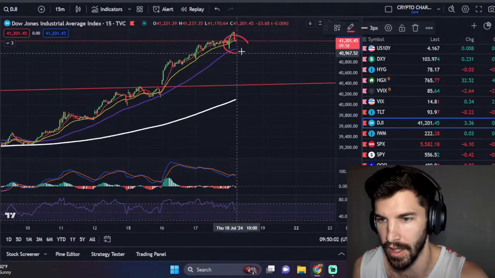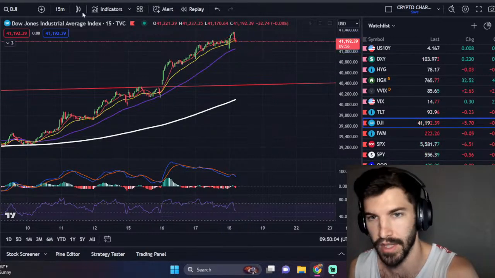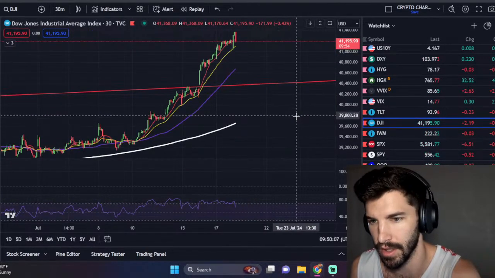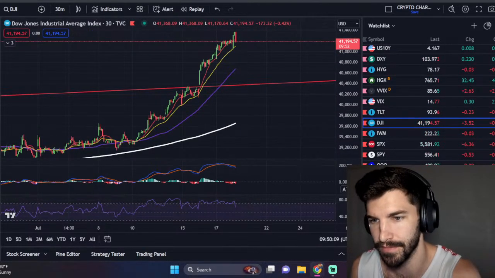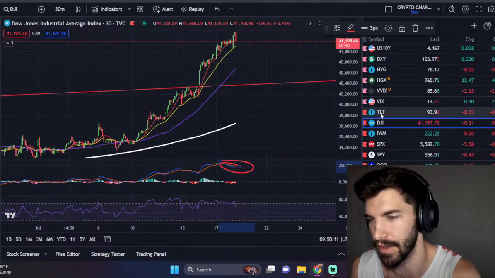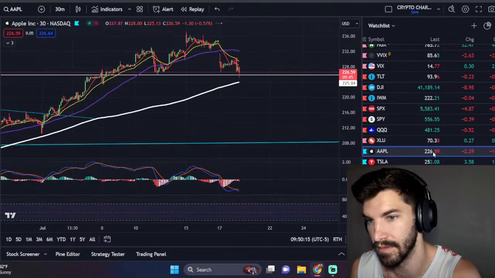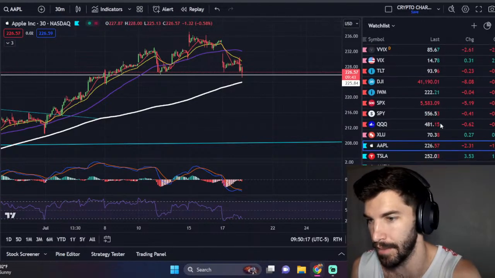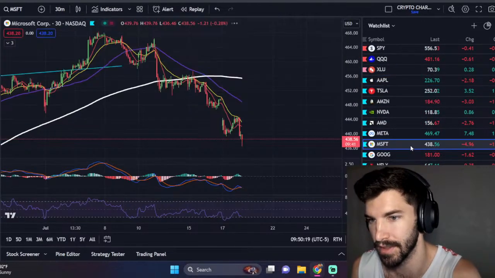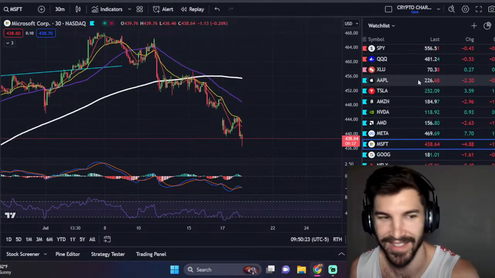Ooh, Dow giving it up. That's some divergence on the 15. I don't think you have anything on the 30 though, do you? Ah, you do. Rejection divergence right there for the Dow. That's not good. Look, look, look. Apple. Let's see Microsoft. Apple and Microsoft.